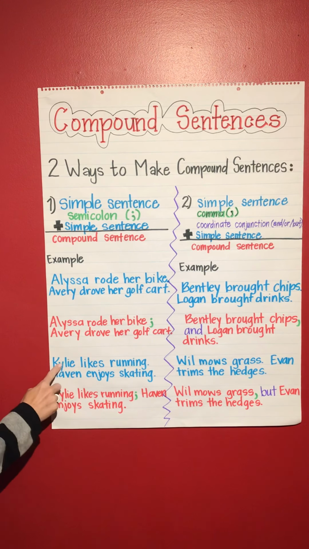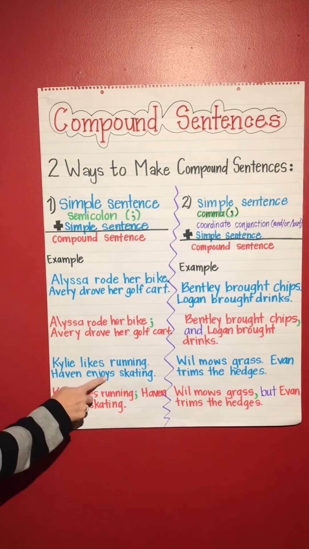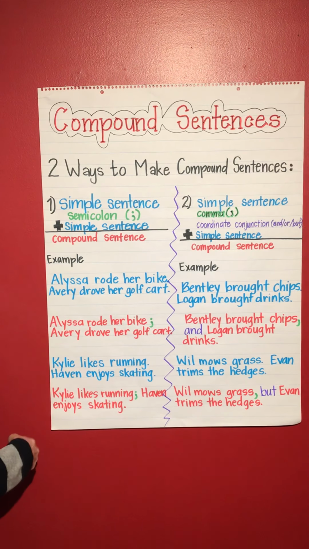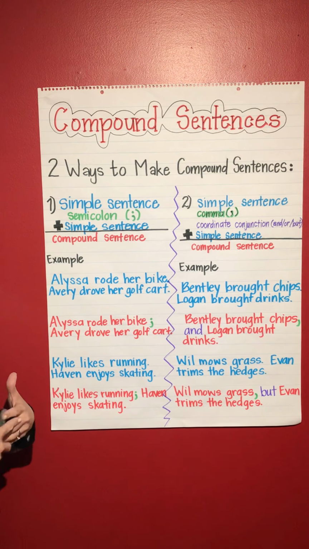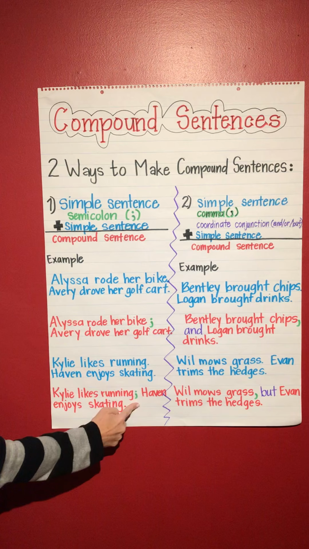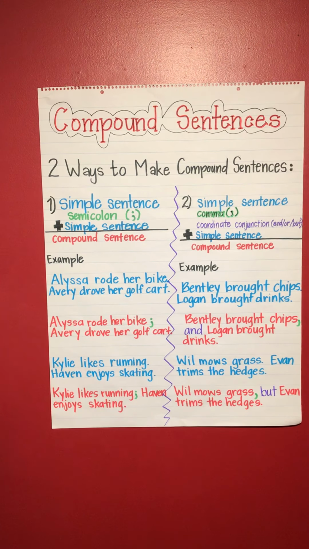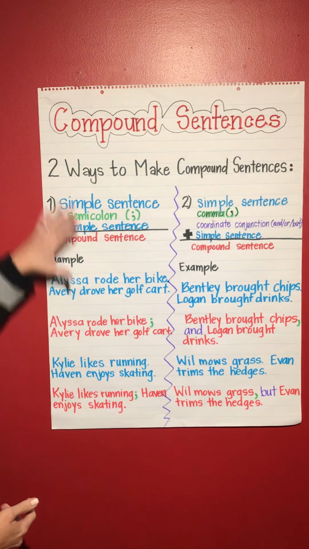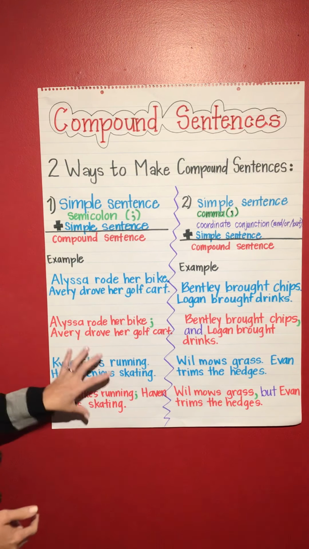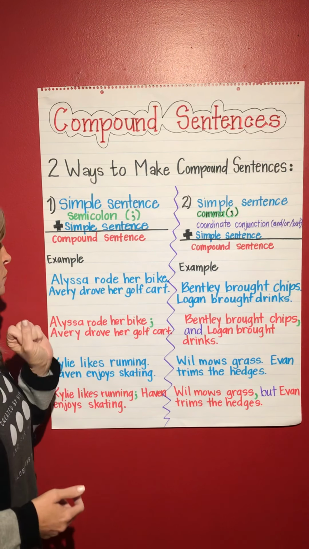Another is Kylie likes running, Haven enjoys skating. We could combine those with a semicolon as well. Kylie likes running; Haven enjoys skating. That's the first way to make a compound sentence out of two simple sentences.